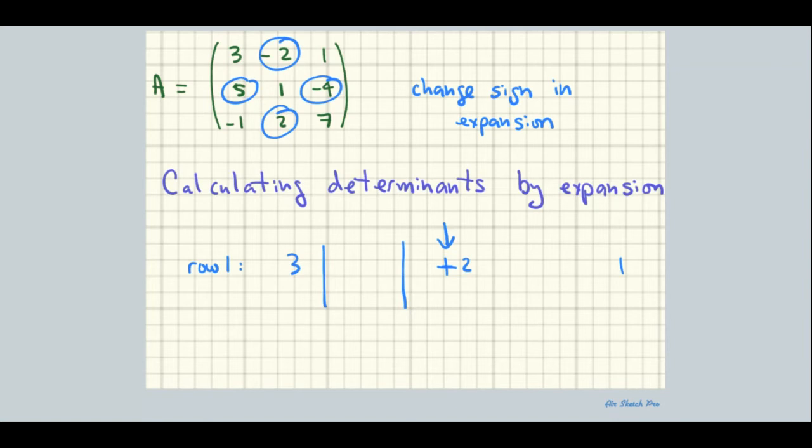That 3 that I started with was in the 1, 1 position, yeah? This was the 1, 1 position. Because I'm looking at the 1, 1 position, I've already got that. That's my representative here, 3, like this. What's left when I get rid of that first row and the first column? What's left when I get rid of the first row and the first column?